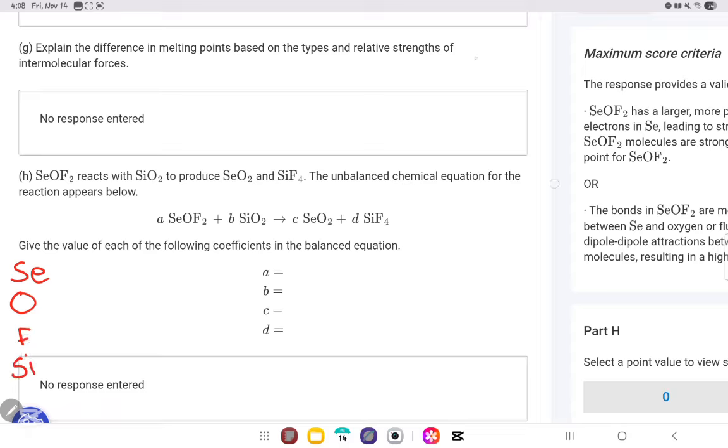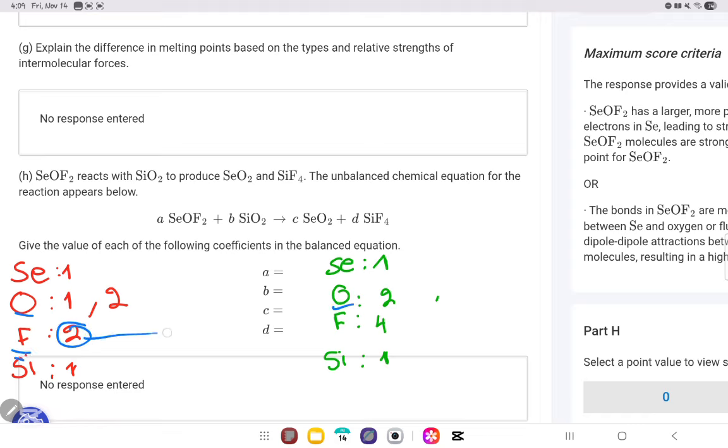Then over here, what do I have? I have SeOF2, SiO2. So we have one Se, one oxygen, two fluorine, one Si, and you put a comma, we have two oxygen. For this one over here, we have one Se, two oxygen, four fluorine, and one Si. So we don't start with the oxygen, we leave it for last because it's in more than one place, okay? But now I come to F. How do I make 2 F become 4? I just need to multiply it by 2.